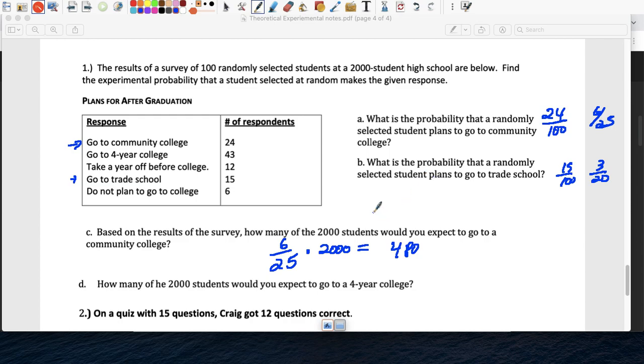We can predict. How many would you expect to go to four-year college? Well, 43 out of the 100 said, I want to go to four-year college. So 43 out of 100. Multiply that by 2,000 students. We can cancel this, and then 20 times 43, we get 860 students we can expect to go to a four-year college.